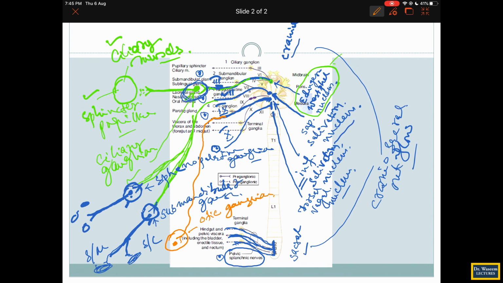All these four parasympathetic ganglia are lying in your head and neck. And from the otic ganglion will start now the fibers, and they will reach your largest salivary gland, that is the parotid gland.